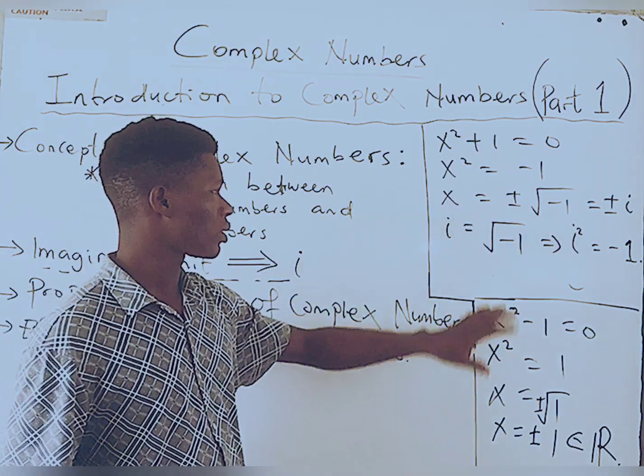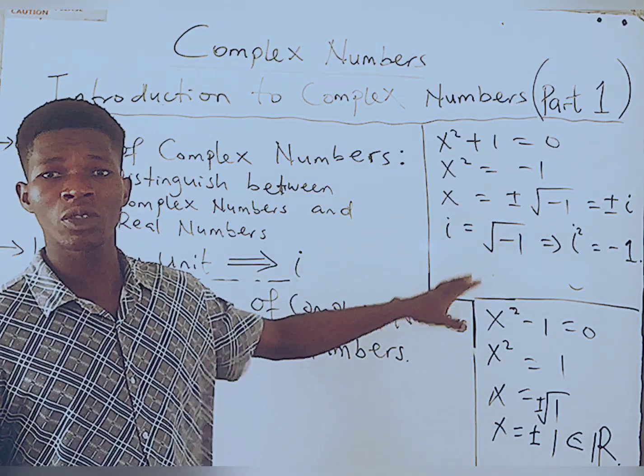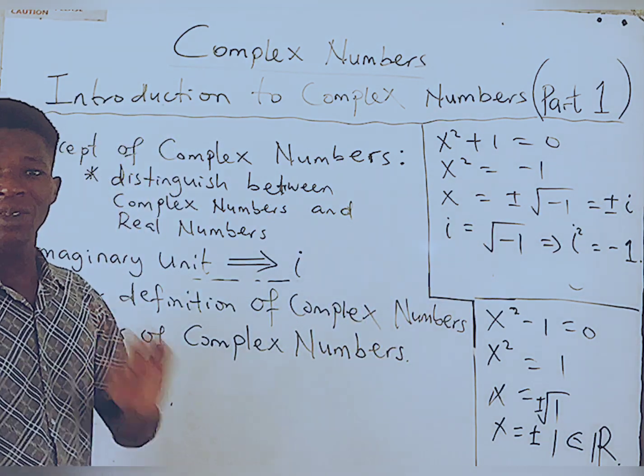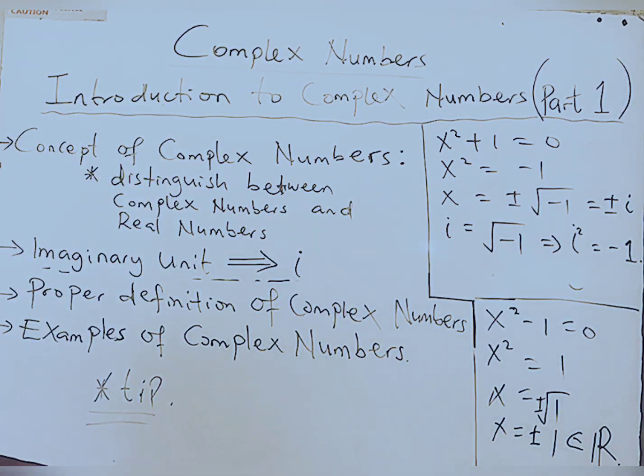So with this, we understand the idea of a complex number. We always see i everywhere when we're talking about complex numbers. So that's how we know we are dealing with complex numbers.